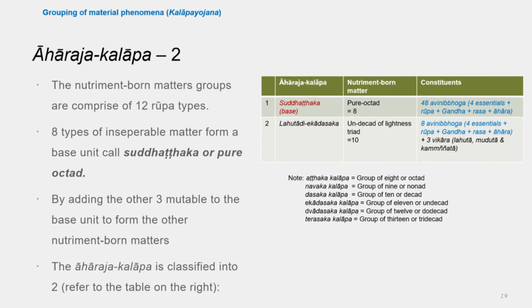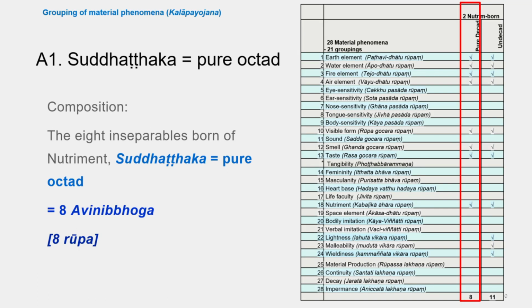So next one, Aharaja Kalapa, 2. This one talks about nutriment. The nutriment materials are 12. Of them, 8 materials form a unit. By adding the other nutriment-born materials to the unit, the Aharaja Kalapa is classified into 2. Suddhatthaka, or pure octad. So these 8 inseparables are born of nutriment. Okay, this is one of them.